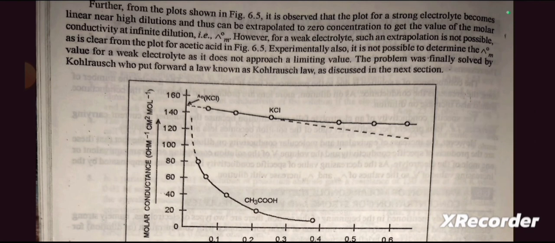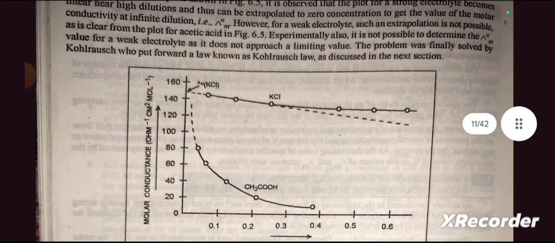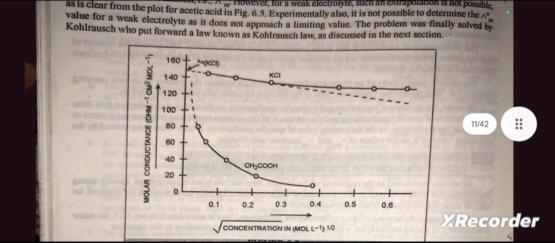Experimentally also, it is not possible to determine the lambda naught m value for a weak electrolyte, as it does not approach a limiting value. The problem was finally solved by Kohlrausch, who put forward a law known as Kohlrausch law, as discussed in the next section.